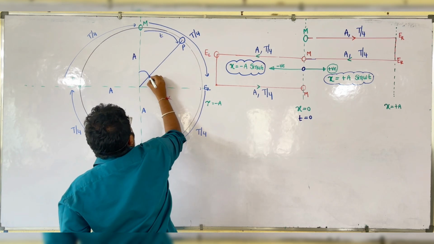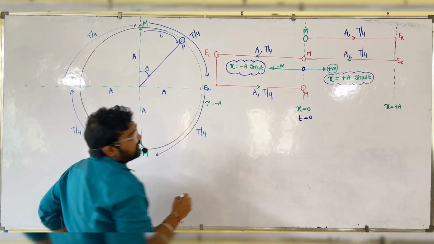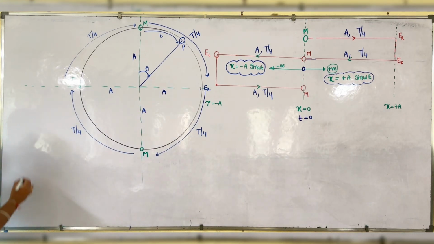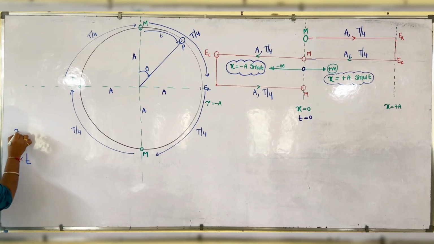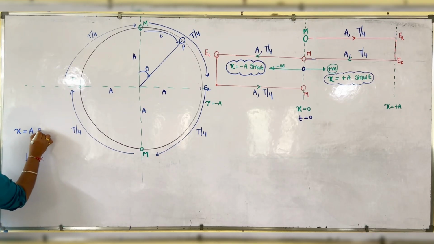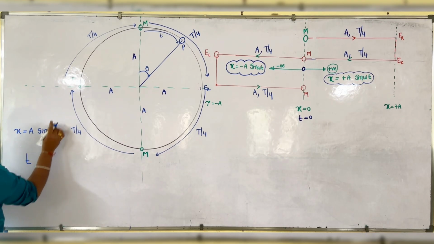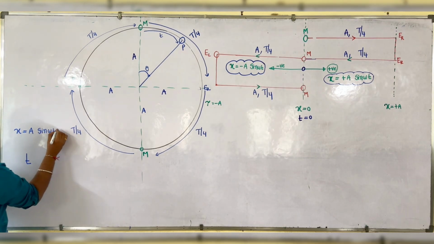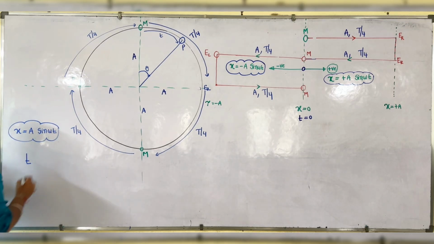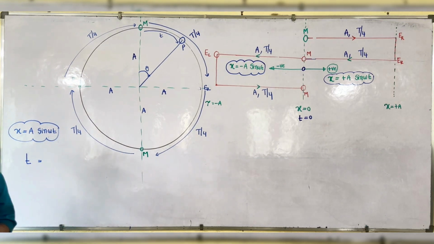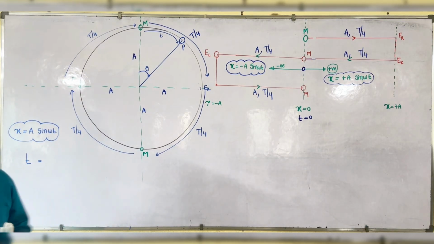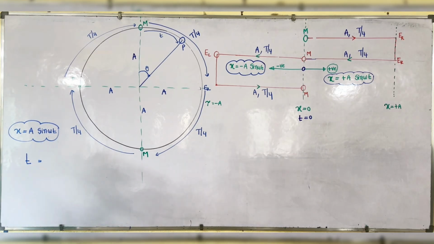This is theta. What is the time t? Definition of time t here. x equal to plus a sin omega t లో t అంటే ఏం చెప్పండి? t అంటే ఏంది? Time taken by the particle to reach point P after passing mean position.